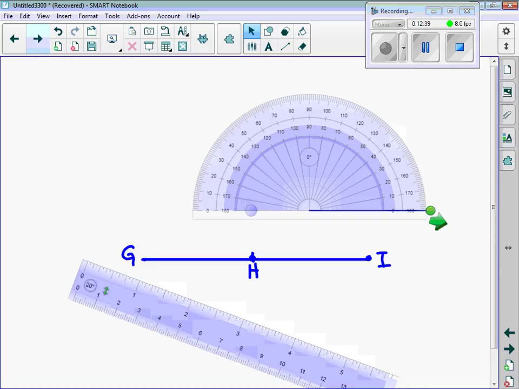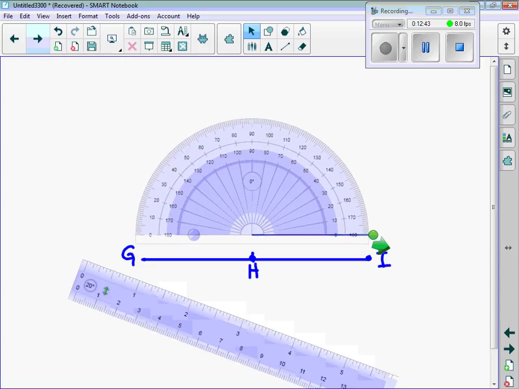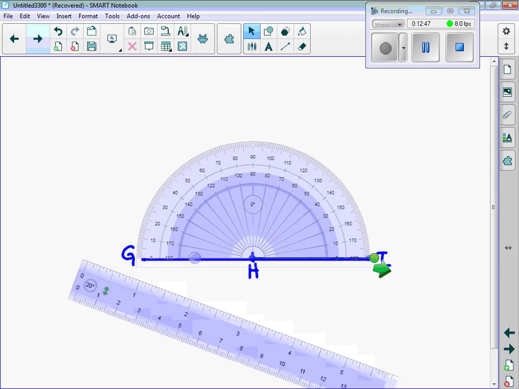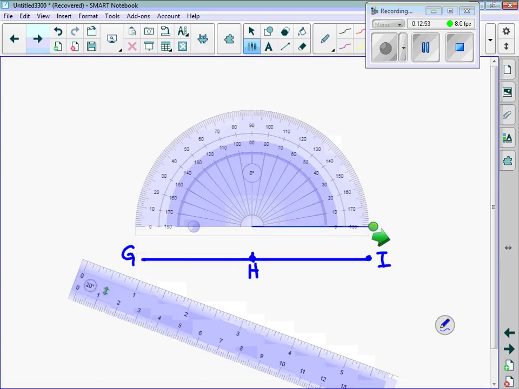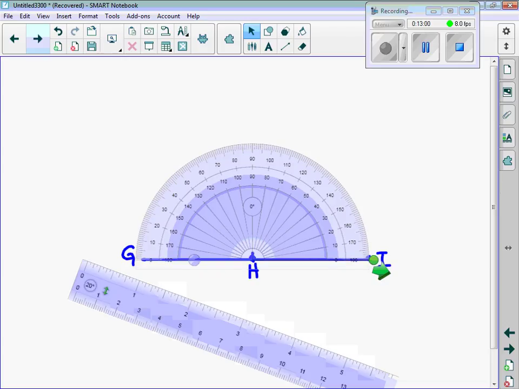So I'm going to take my protractor here that I'm moving around. I'm going to line it up so that the center point lines up on H, just like so. So I take this point, it lines up on H, and now the line that runs along the bottom of my protractor should be nicely lined up with the line that I drew.